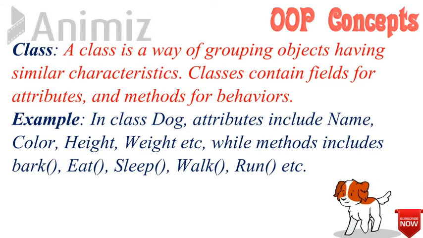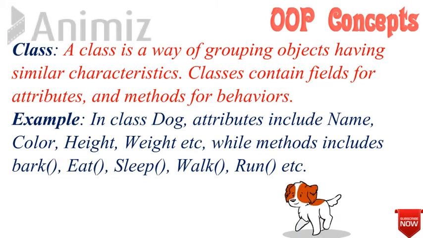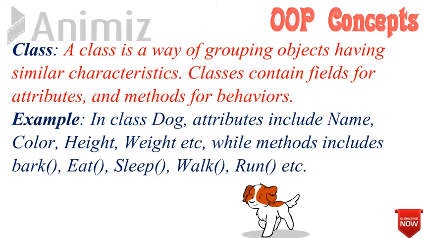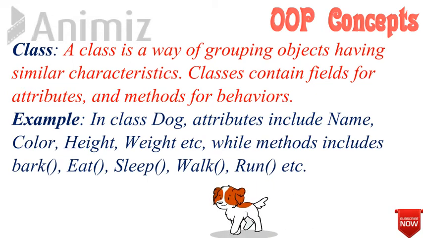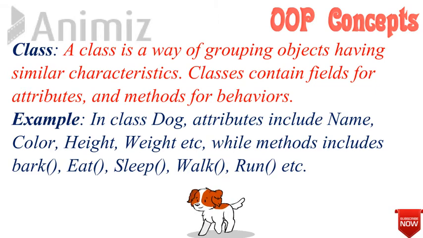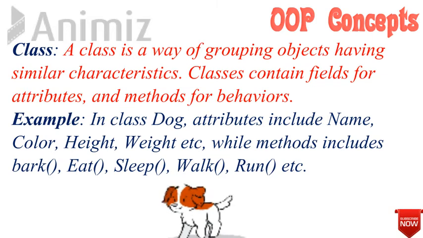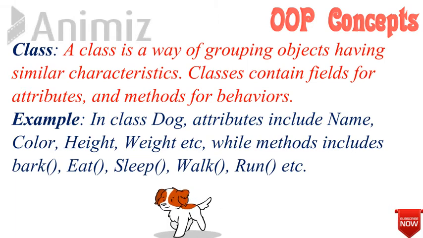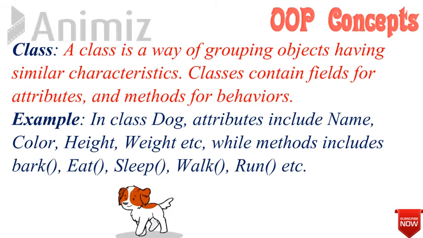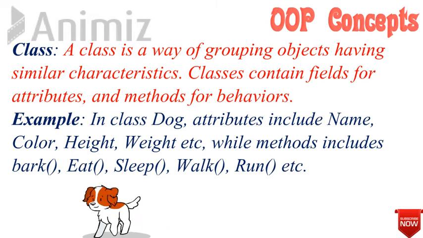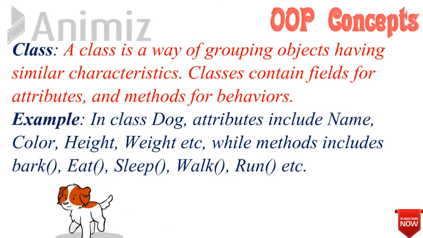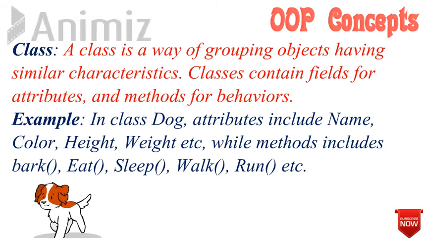Class is a way of grouping objects having similar characteristics. Classes contain fields for attributes and methods for behaviors. Example, in class dog, suppose if we consider dog as a name of a class, attribute includes name of the dog, color of the dog, height of the dog, weight of the dog, etc. While method or functions includes barking, eating, sleeping, walking, running, wagging tail, etc.